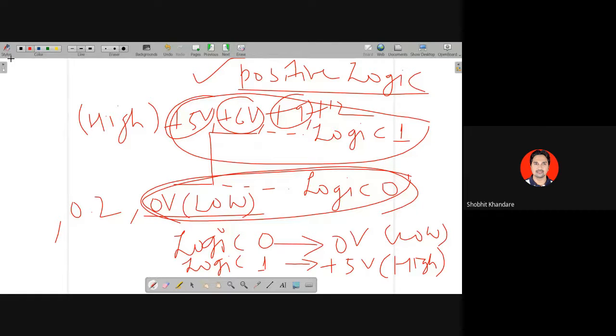Are you writing? Yes, sir. Please write down the definition of logic family. This definition is important, we have to understand it. What is a logic family? Write down: the group of compatible devices, in brackets write integrated circuits, bracket close, with the same logic levels and supply voltages are called a digital logic family.